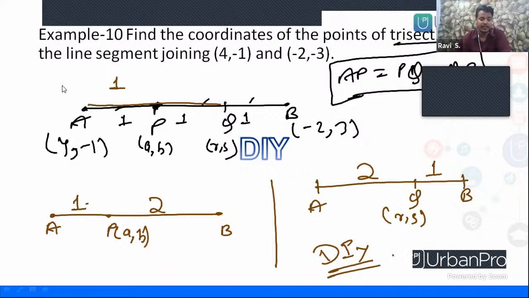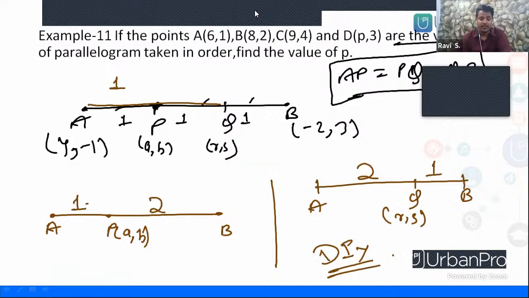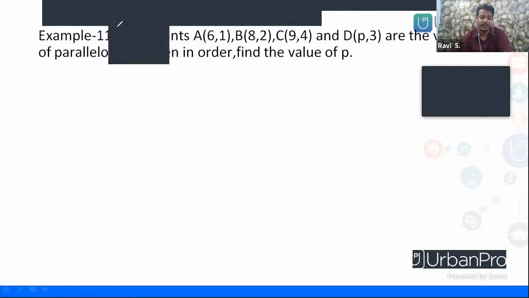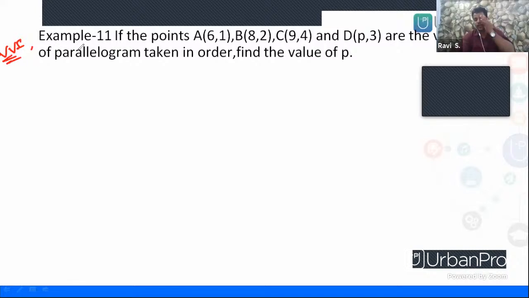So again, let's see the next example, guys. These questions have multiple times come in the exam. So be attentive and focus here. See, this is a very important question. So what is it? If the points A, B, C, and D are the vertices of a parallelogram, guys, we are supposed to do the triangles, but this time it is given here. What is given here, guys?